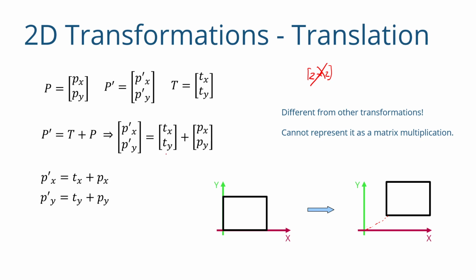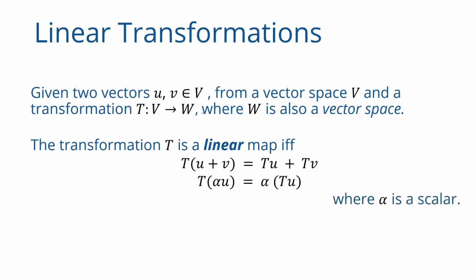The only way we could apply a translation was by adding a vector offset as is shown on this slide. And then we tried to figure out what is the reason for this. And we studied linear maps.